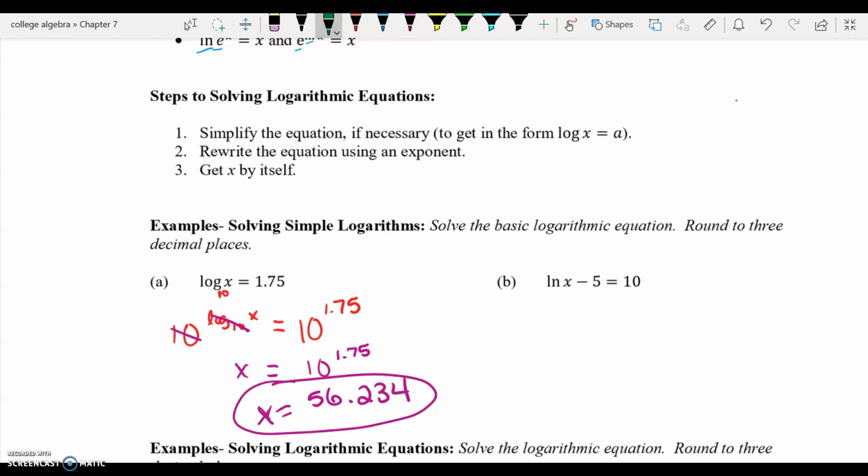Alright, on the next one, sometimes you have to get the log by itself. Remember, this is in parentheses. The minus 5 is not. So what I'm going to do is I'm going to add 5 over. The natural log of x equals 15. Now to get rid of natural log, you make e your base and raise it to that power, which means I'm going to do the same thing on the other side. So now these cancel. I get x equals e to the 15th, which you can type into your calculator as well. This one ends up being a really big number.